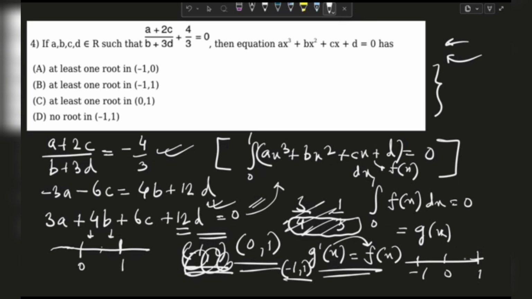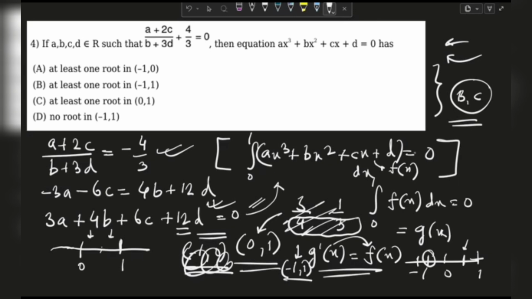So if there was a root here, and g dash x is your f of x, and the integral of f of x is 0 between 0 to 1, then if there is a root here, by symmetry a root should be here also, because the area enclosed between 0 and 1 is 0, right? Not only one root, there can be many roots, I don't know, but at least one root in between -1 to 1, and that was later, and first we concluded 0 to 1. So basically options B and C are correct, I guess. In this question, options B and C will be correct.